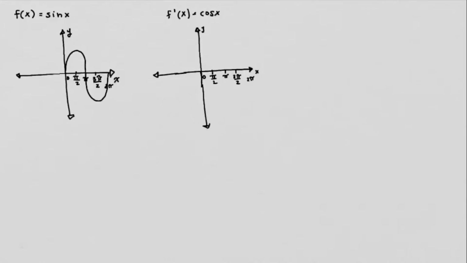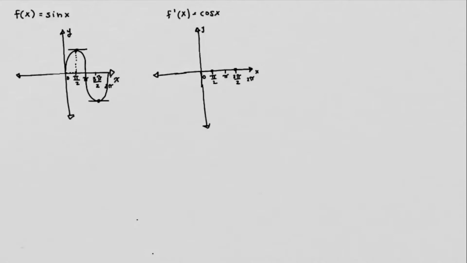So now let's apply the rules that I first outlined. So first we have to see where our graph levels, which means where does it have a horizontal tangent. And we can see that at pi over 2 and at 3 pi over 2, our graph has a slope of 0, which means on our derivative graph at pi over 2 and 3 pi over 2, our function will intersect the x-axis.